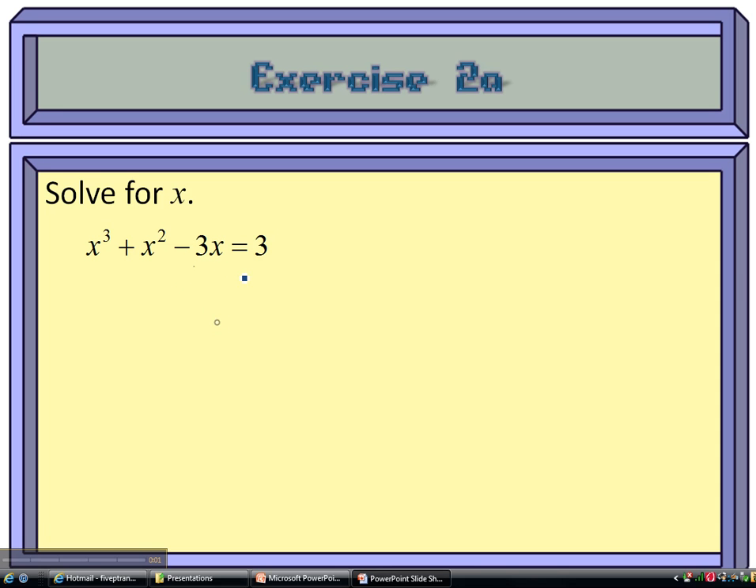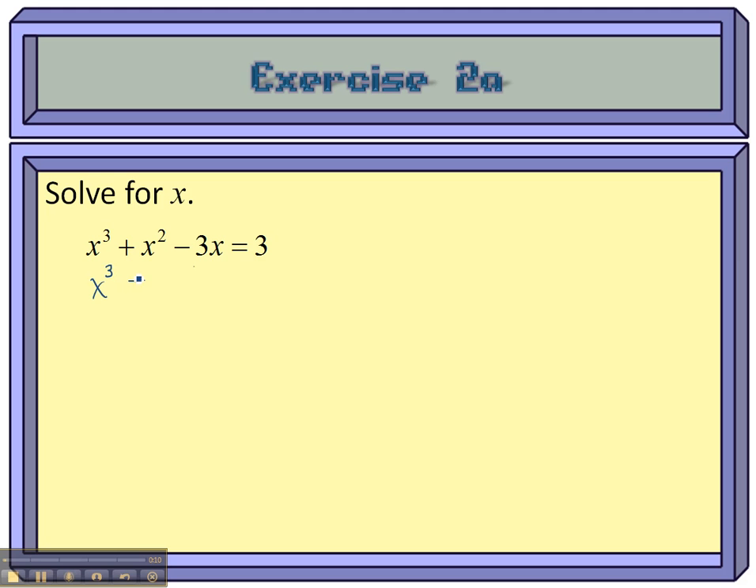Some more factoring here with exercise 2. Take this 3 on the right side, subtract it over to the left side, so x cubed plus x squared minus 3x minus 3 equals 0. 4 terms, let's see if grouping or factor by grouping works.